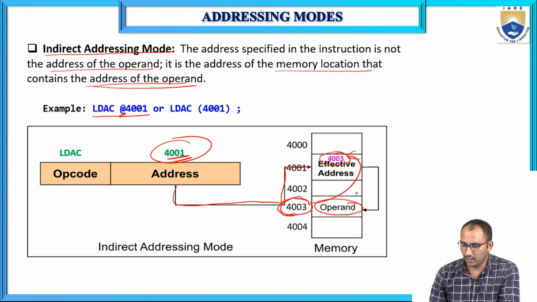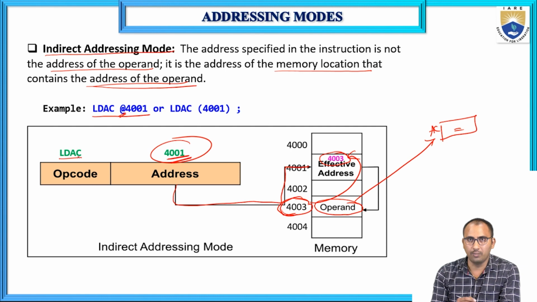Okay. So see here, in 4003 we have an operand. That operand we are copying to the accumulator. So that is called load accumulator.